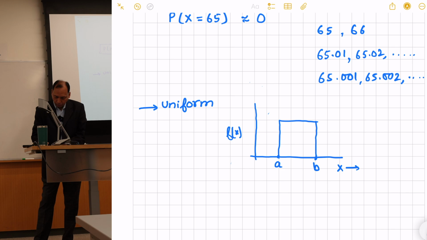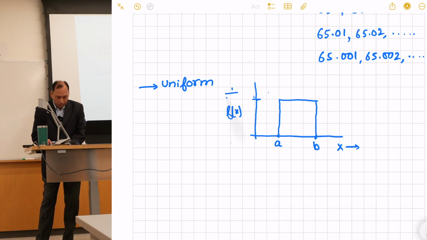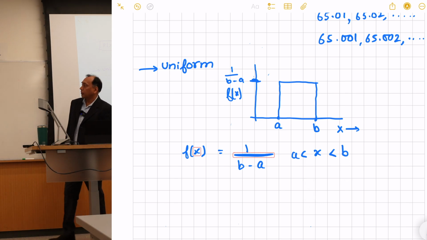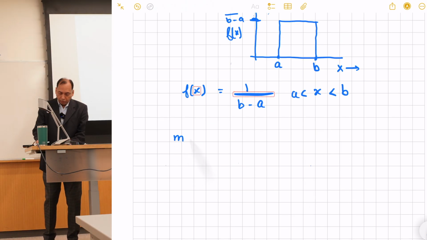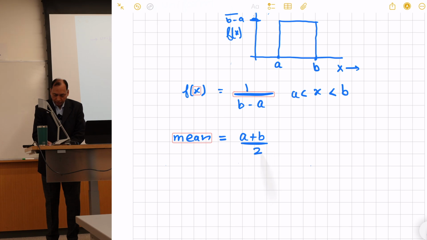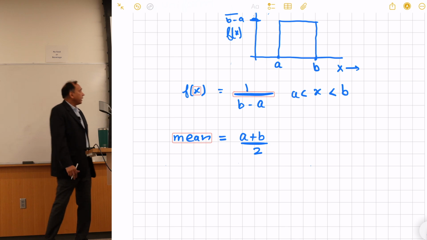So between 2 points of interest, if probability is exactly the same, for these situations we say f of x, such that if x lies between A and B, f of x is given by that. For uniform distributions, mean is given by a plus b divided by 2. Basically, midpoint. It's a rectangle.